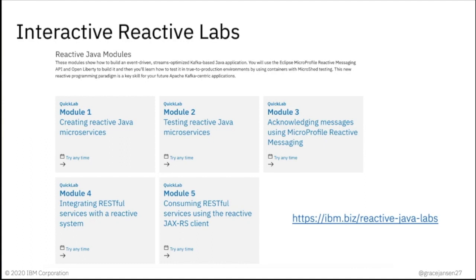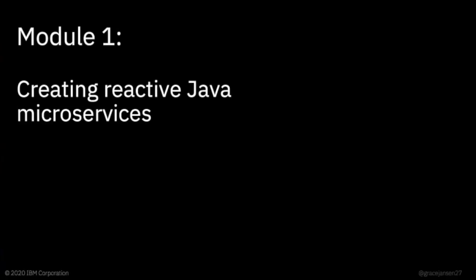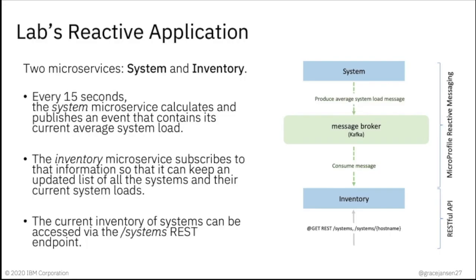So without further ado, we're going to move on to Module 1, Creating Reactive Java Microservices. The application we're going to be using within all of these modules and labs is the same application, so that hopefully this will make it easier for you to follow through all of the labs and not have to worry about the underlying application, but focus more on the reactive MicroProfile messaging specification and the technologies we'll put into place.